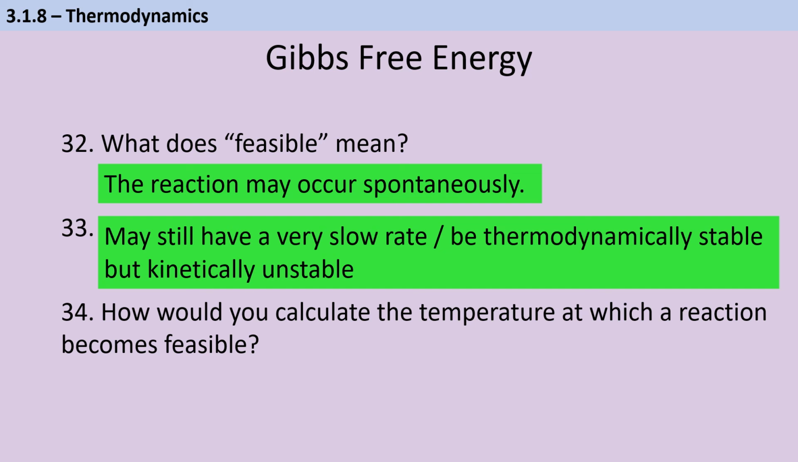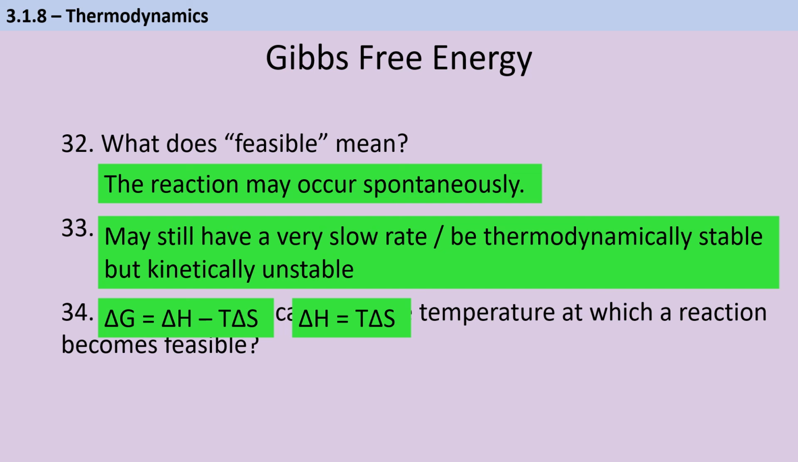If you want to calculate the temperature at which a reaction becomes feasible, you basically need to calculate the temperature at which delta G is exactly 0. So first we take delta G as being delta H minus T delta S, and then we rearrange that and say that at the point at which delta G is exactly 0, then delta H will equal T delta S, and therefore in order to work out what the temperature is where that occurs, we can do delta H divided by delta S.